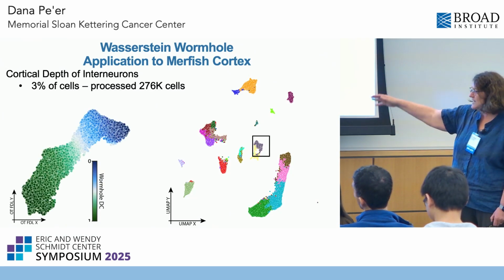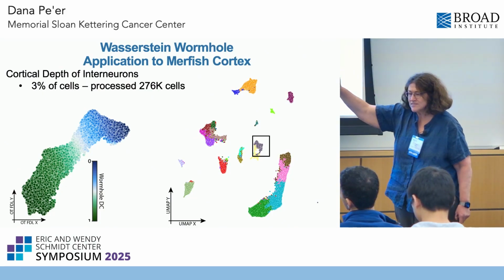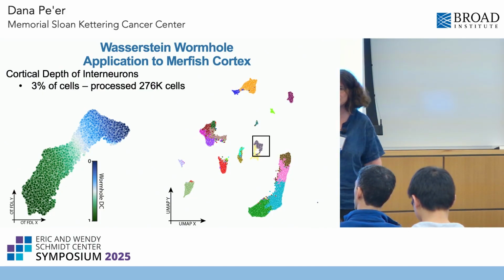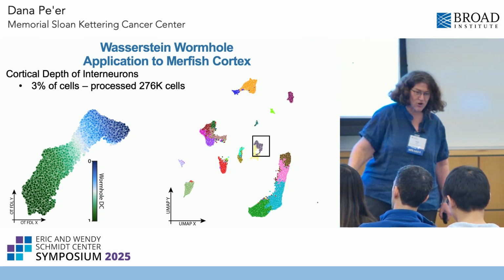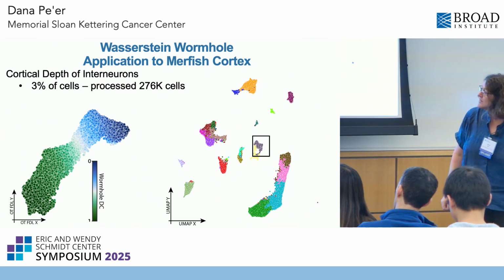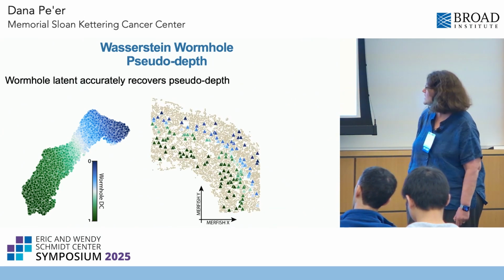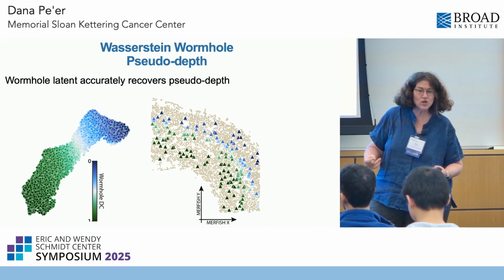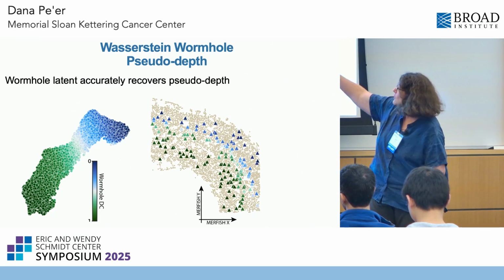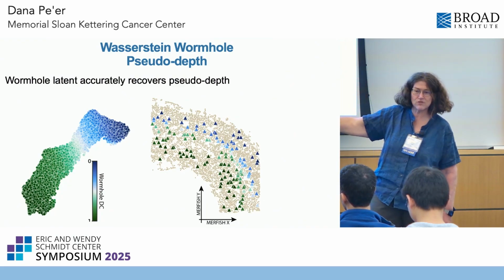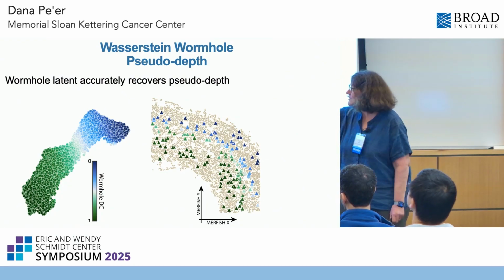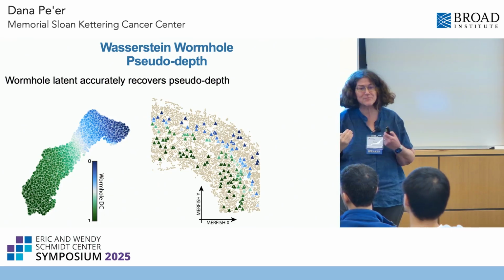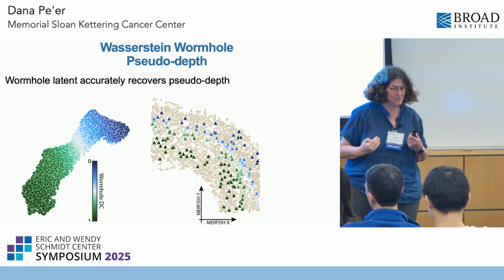And we can say, okay, find me inside the latent. Now what we're looking at is a diffusion component in the latent that's approximating the wormhole space. And okay, what does this look like? We see that this latent in the wormhole space perfectly recapitulates the cortical depth of these neurons. Here's the diffusion component, here is the cortical depth mapped back onto the original image.